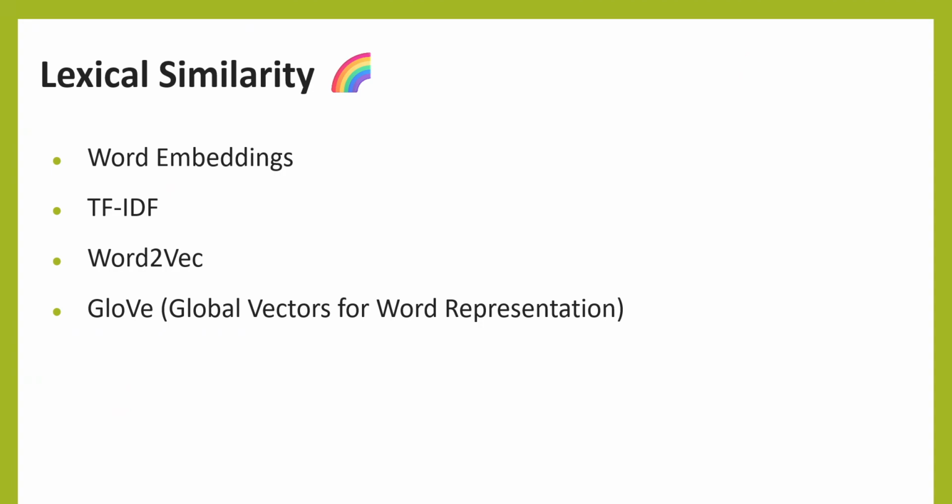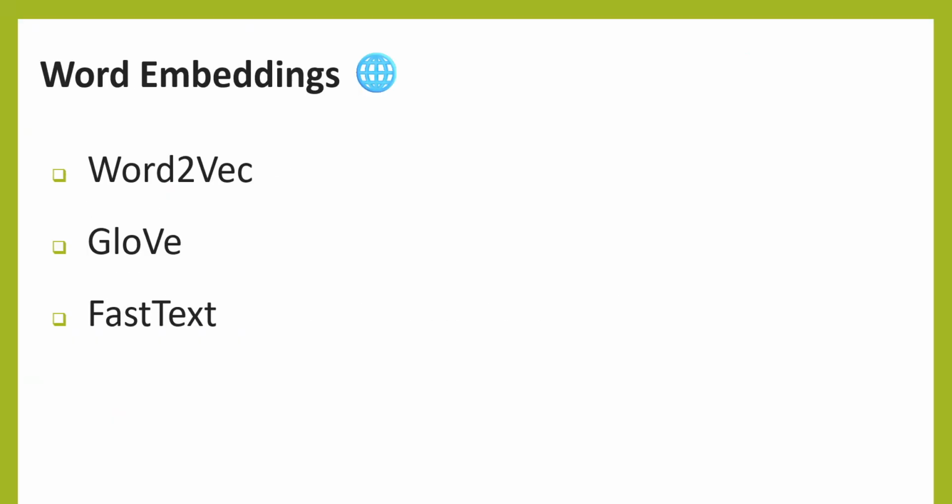It is designed to capture the semantic meaning of words and can be used for tasks like text classification and language modeling. Next comes word embeddings, which are a powerful tool for text classification. They can capture subtle differences in word meanings and can be used to improve the accuracy of text classification models. There are several types of word embeddings, including Word2Vec, which is trained using a neural network.